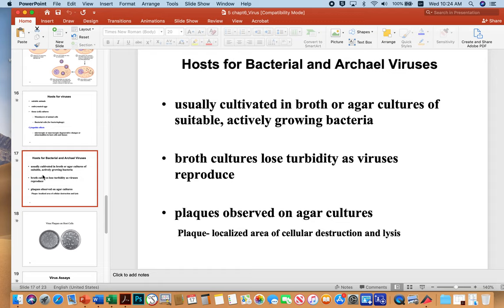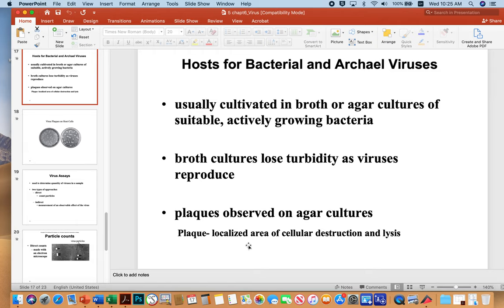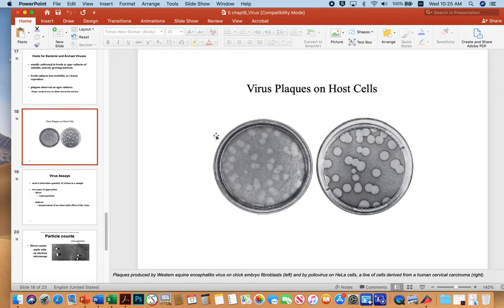One cytopathic effect we can see is if we have a turbid or cloudy broth culture of bacteria and we put a virus in there, knowing that the viruses cause lysis of the cells, the culture should lose turbidity as the virus reproduces. And on solid media, we can see plaques that occur, which are basically areas of localized cell destruction and lysis.